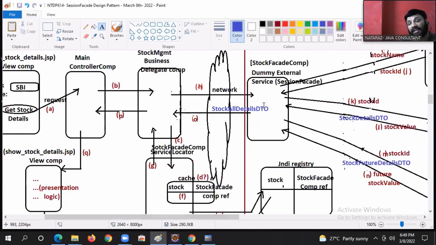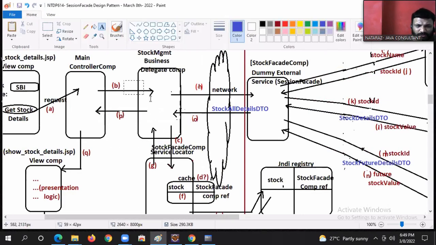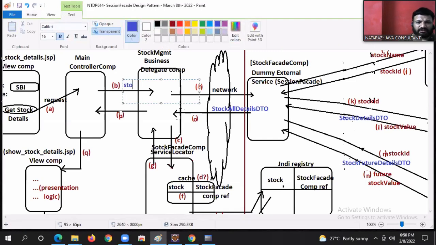It will convert these details to whom? In all these places, stock ID is the input value. You know that. Along with the request also, what will come? Stock ID only will come. Along with the request also, what will come, guys? Stock ID only will come, boss. Next.